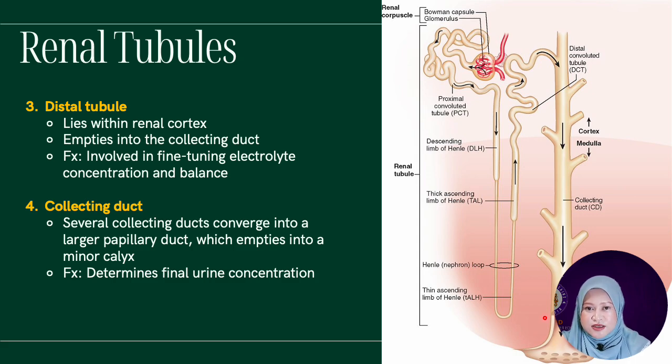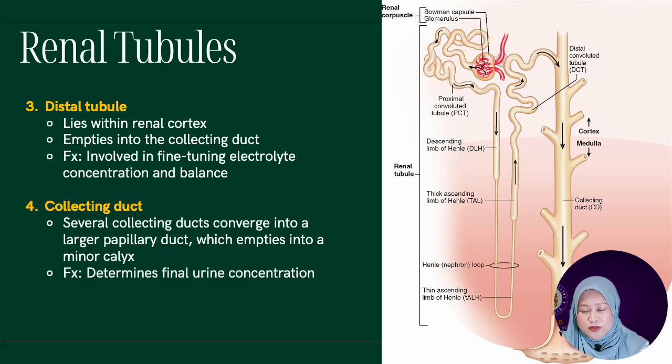The collecting duct plays a crucial role in determining the final urine concentration. This is where water reabsorption can be increased or decreased depending on the body's hydration status. And hormones like antidiuretic hormone, or ADH, act mainly at this level. So by the time the fluid leaves the collecting ducts, its composition has been carefully modified. What began as a large volume of filtrate has now been adjusted into the final urine.